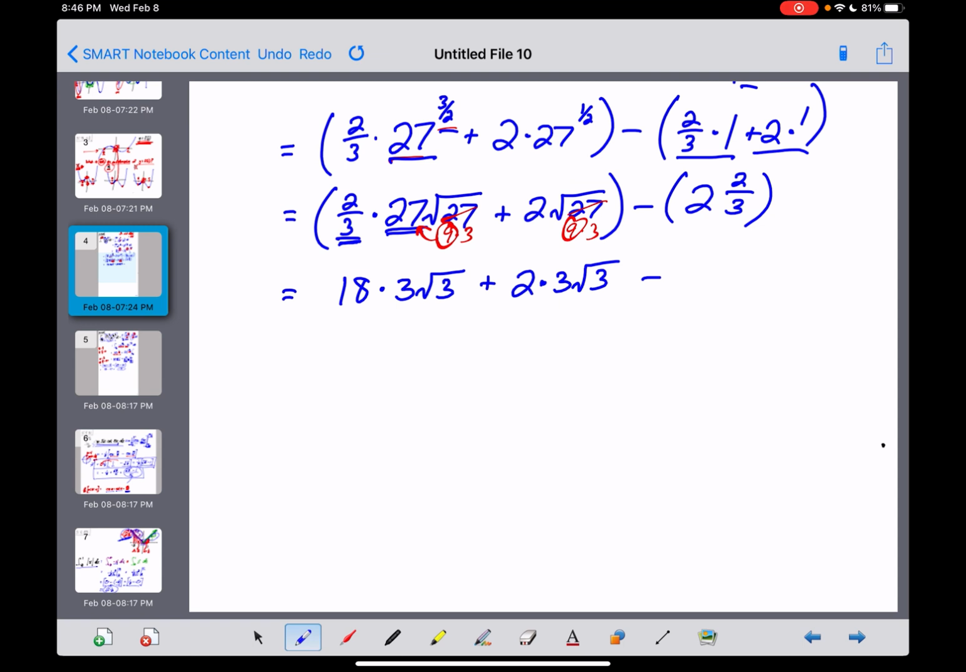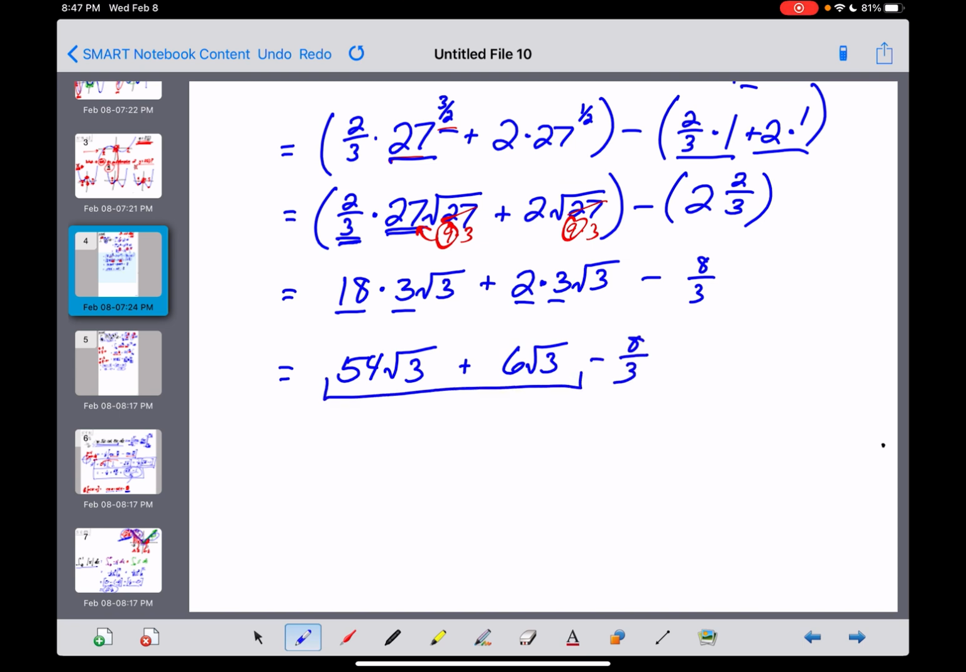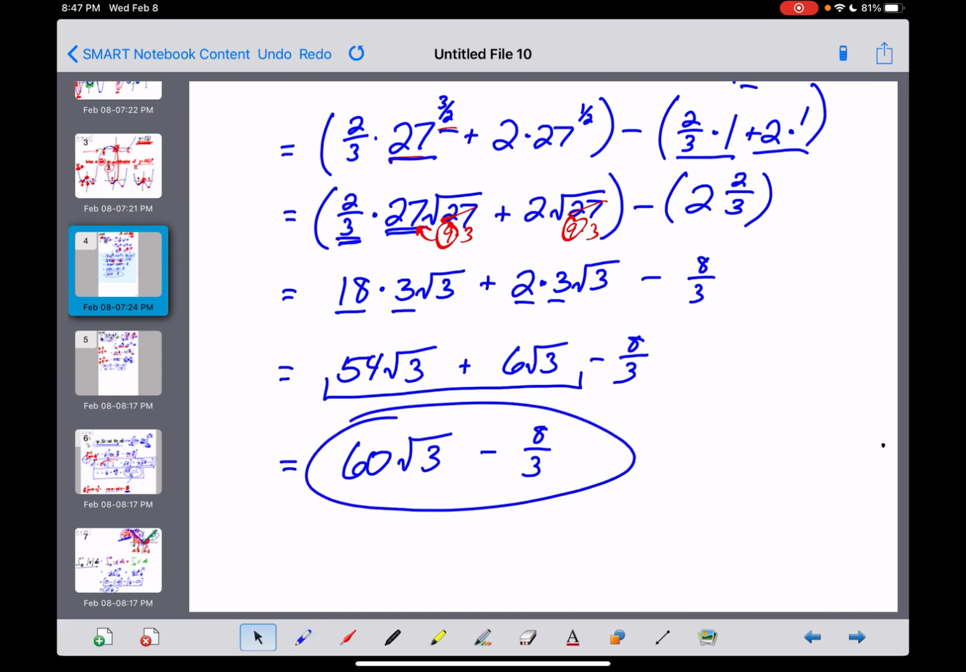Oh, yeah, this isn't going to combine with anything right here. So you could leave that as 2 2/3 or make that 8/3, whatever strikes your fancy. What's going on here? 18 times 3 is 54 root 3, plus 2 times 3 is 6 root 3, and then minus 8/3. So those terms, at least, can be combined. That's going to be a 60 root 3, and then a minus 8/3. That can't be cleaned up any better than that, guys. I'm going to look at the solutions manual real quick here. And what do they have? 60 root 3 minus 8/3. Exactly the same way that I've got it written right there.